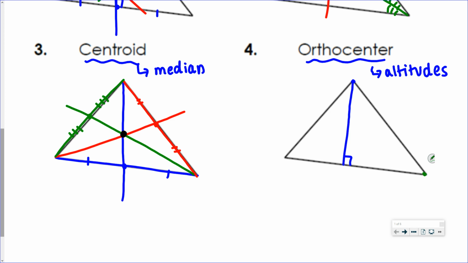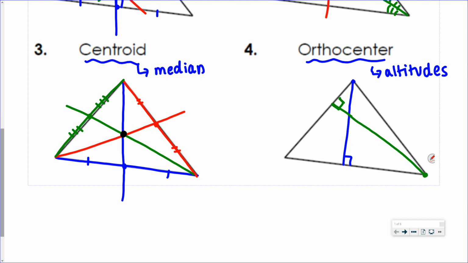I'll do this one next. From this vertex, I want it to be perpendicular. Sometimes I like to do this too, just to get a little sketch of where it should come in at. So it looks like it's fairly perpendicular. Something like that.